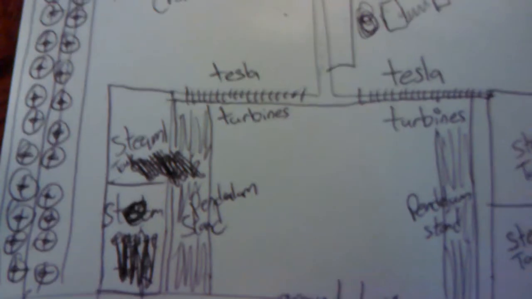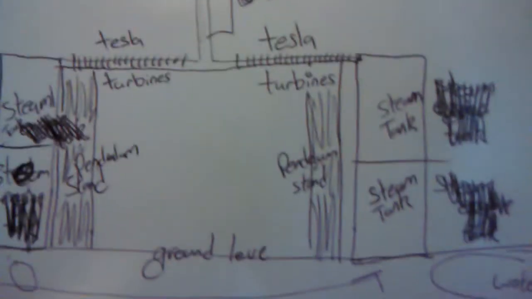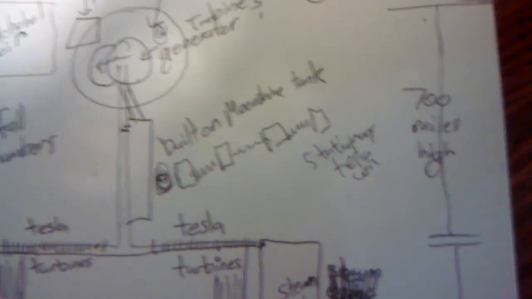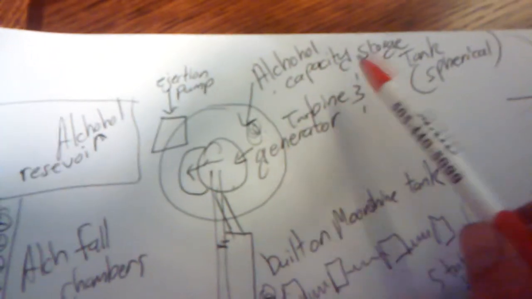If you need any information, I'm just going to close up on the picture. Remember, this is a battery bank right here, a stationary Tesla coil that sends energy to this built-on Tesla coil that provides energy to the heater coil that heats up the moonshine vat while the pendulum is swinging. Here's your turbine generator, alcohol capacity storage tank. It's spherical.